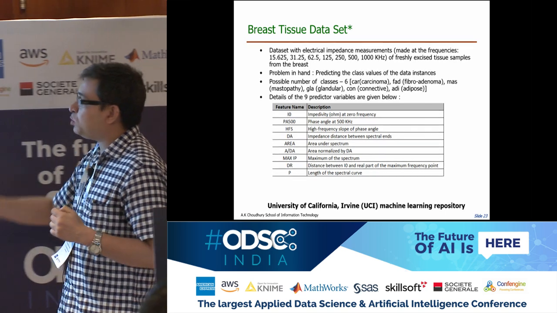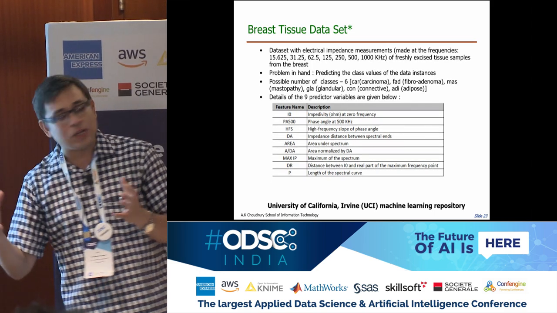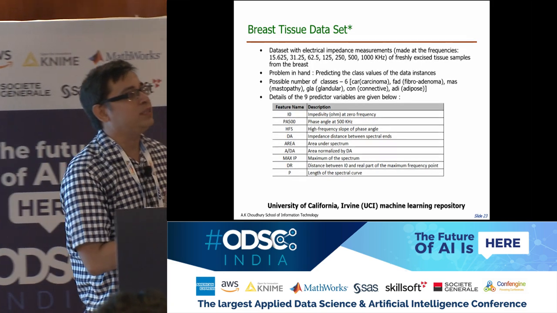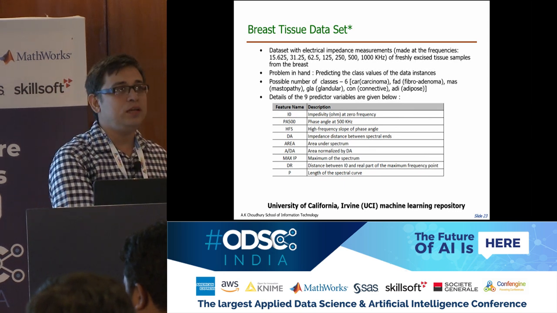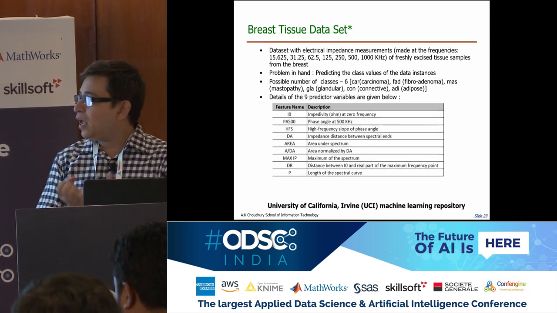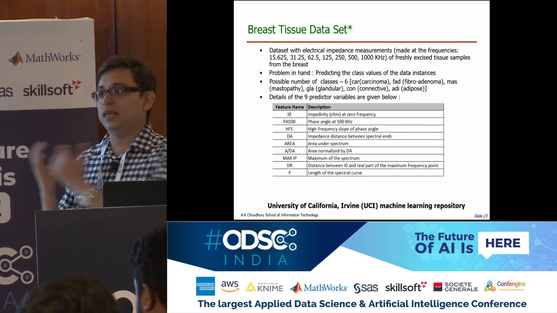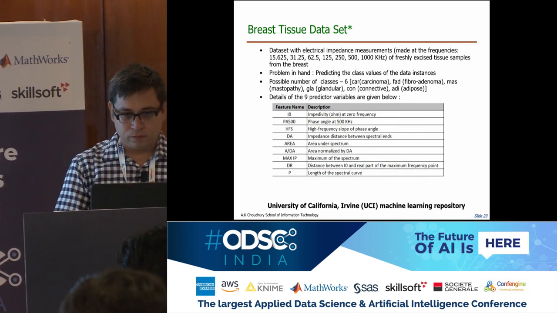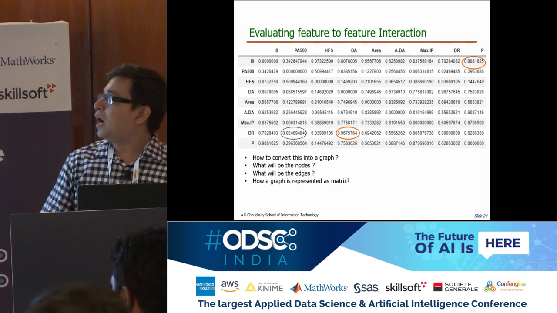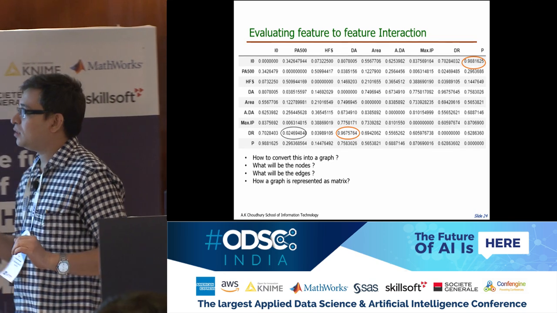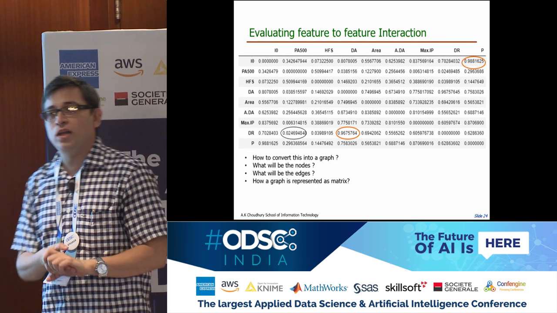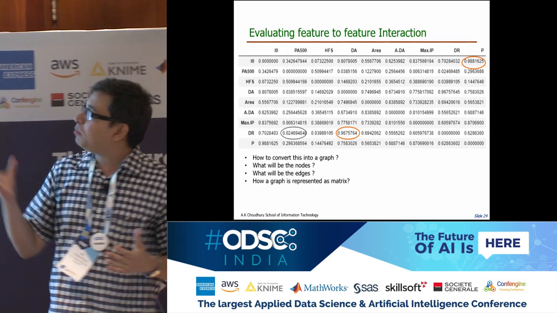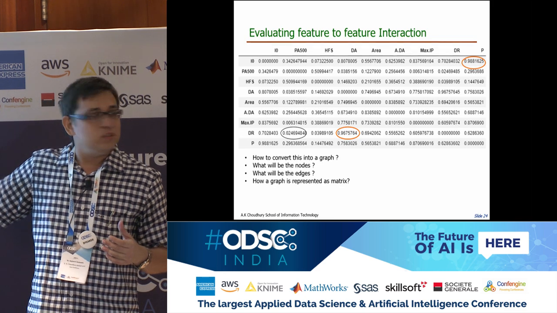The feature descriptions are there, but let us try to see, given that I have a data set, how can I generate a graph from here? I was talking about intuitions, right? So how can I generate a graph from here using that intuition? Let us start with the correlation matrix. I am showing the correlation matrix. You will see that some of them have very high correlation, 0.98.